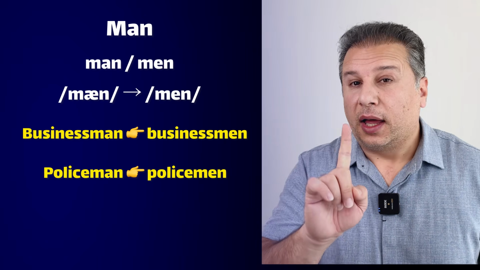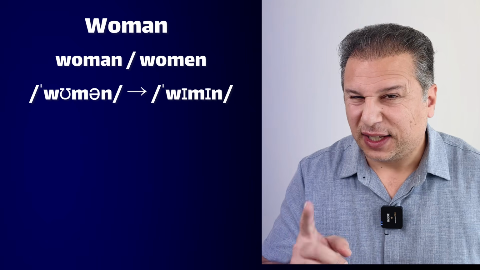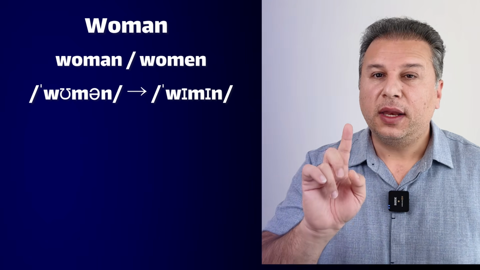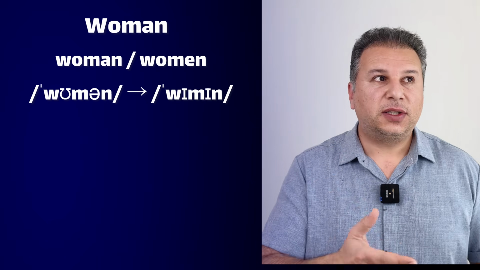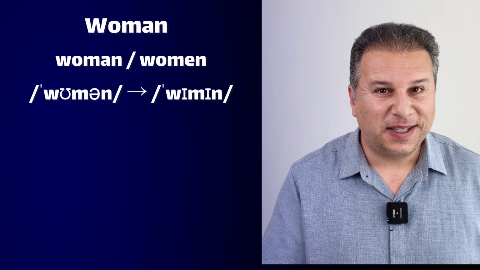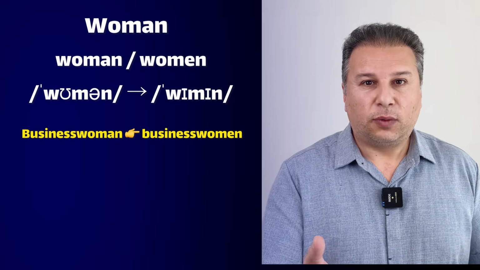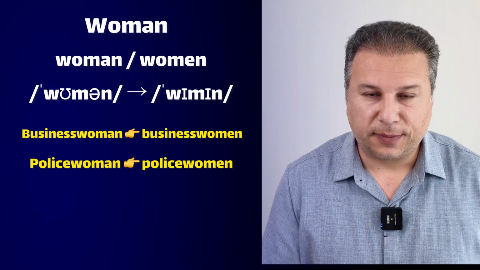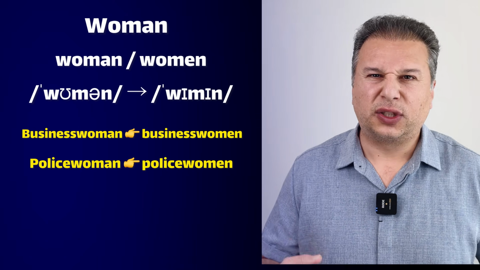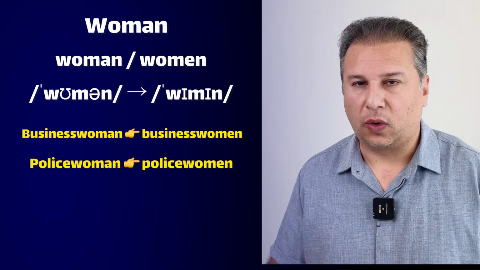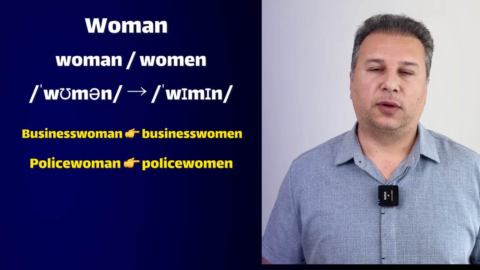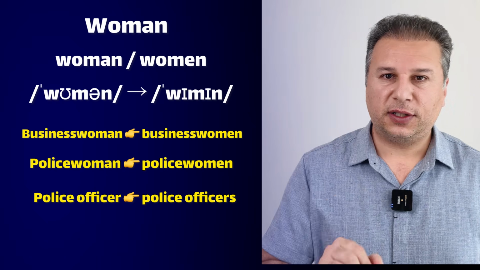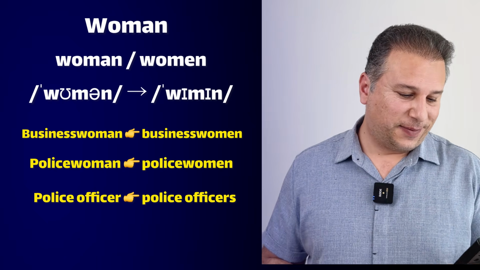And next one, number 14, woman. The pronunciation, listen, woman. Now the plural is women. Woman, women. Again, businesswoman, businesswomen. Policewoman, policewomen. So sometimes we use some other words in order not to repeat man or woman, women. For example, for policeman or policewoman, we can say police officer. So police officer, police officers, all right?